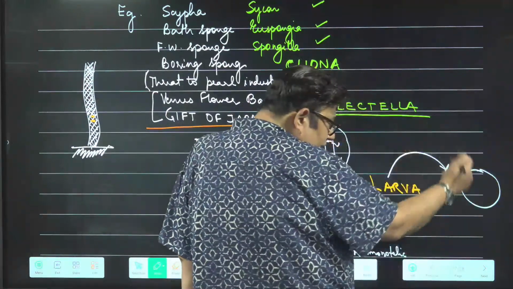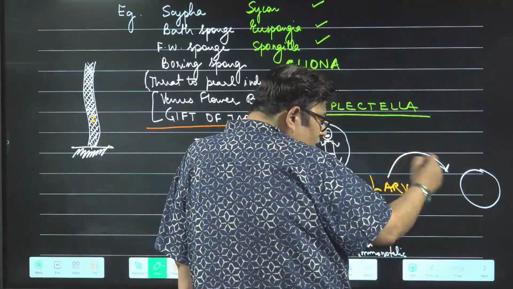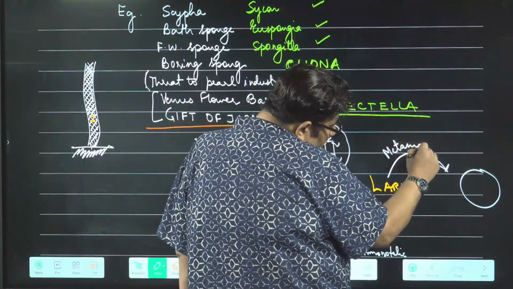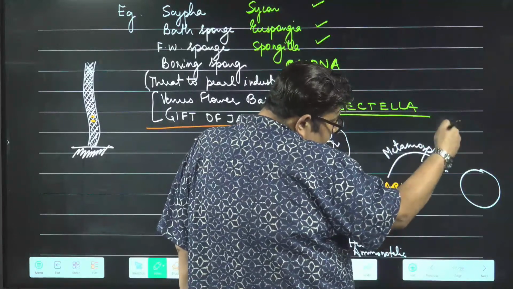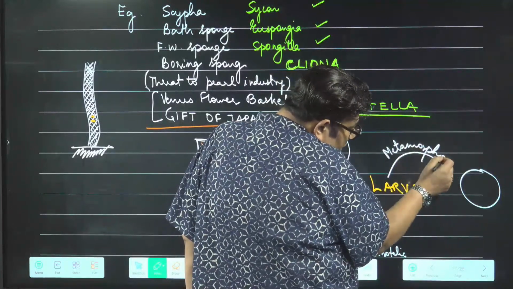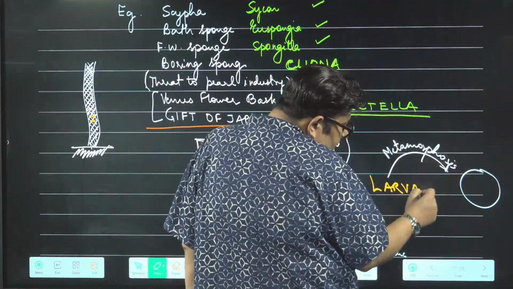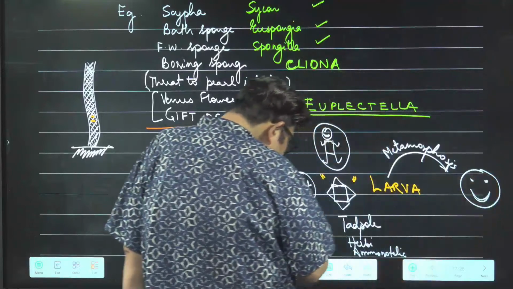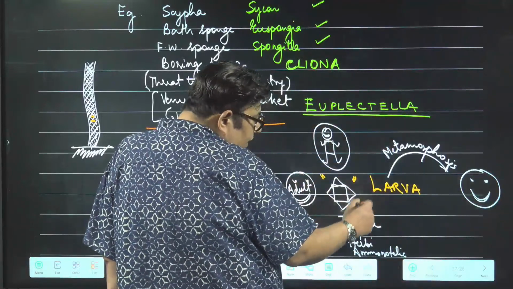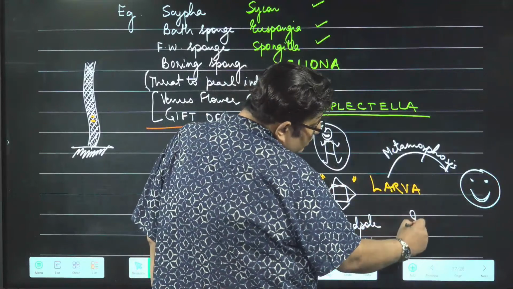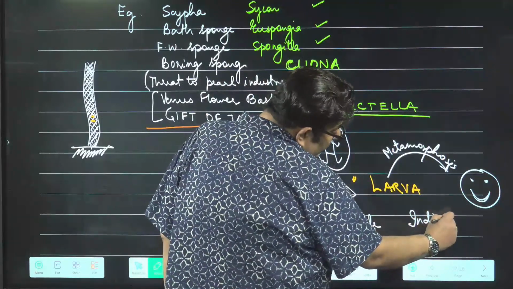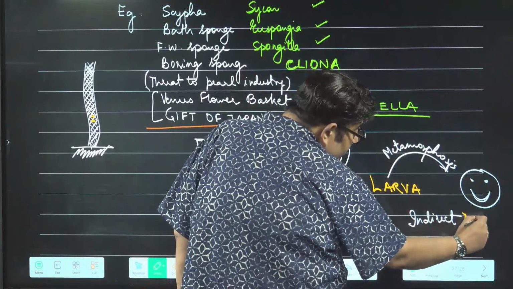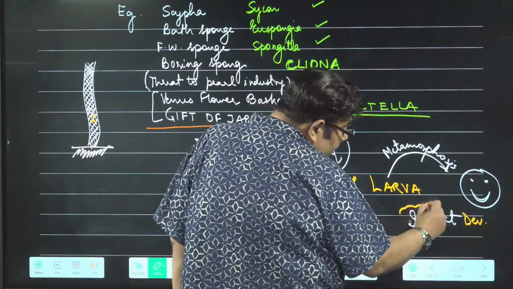This transformation of the larva into the adult is known as metamorphosis. Meta means different, other form. Metamorphosis. So yes, eventually it will become the adult shape, but with an intermediate form present. So this type of development is called indirect development.